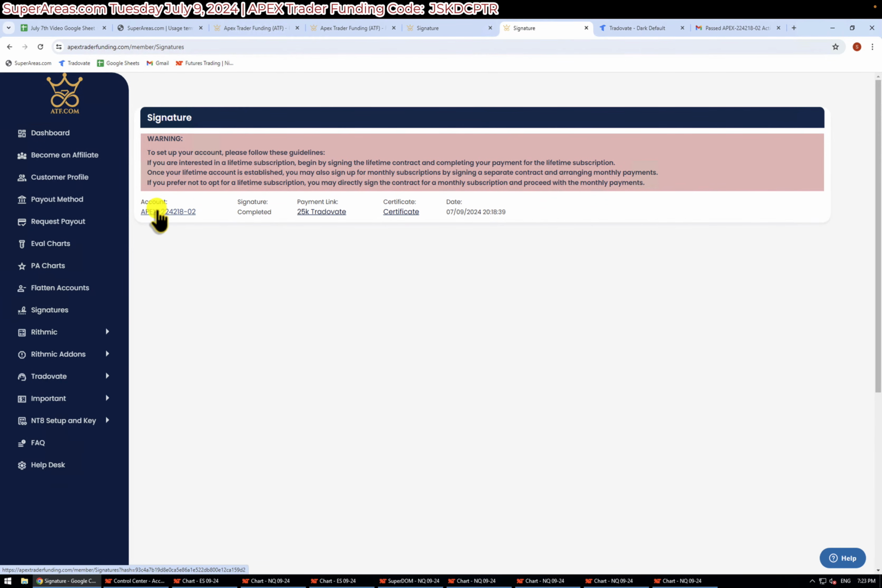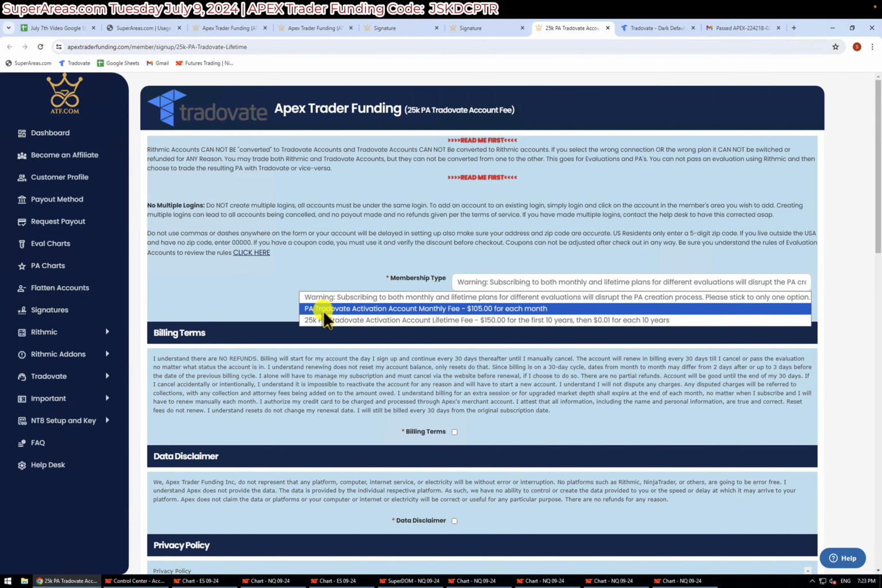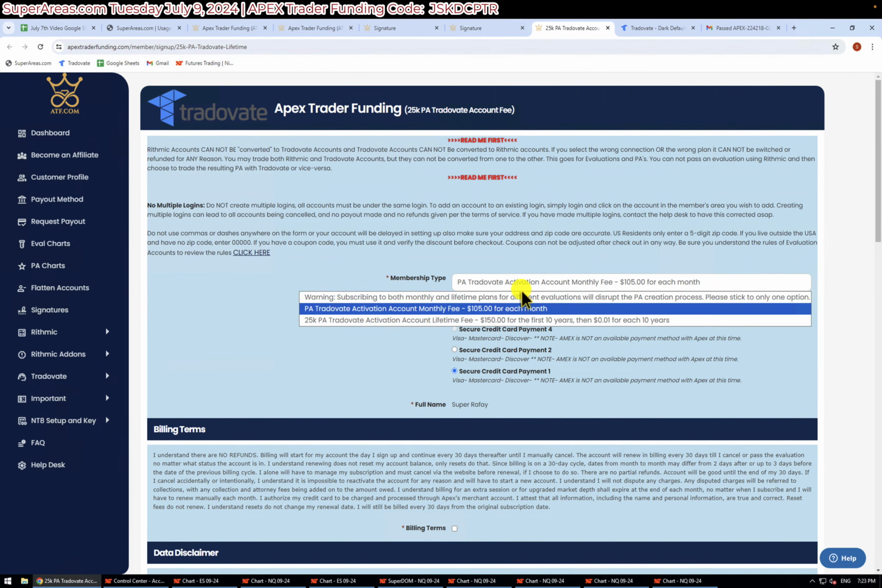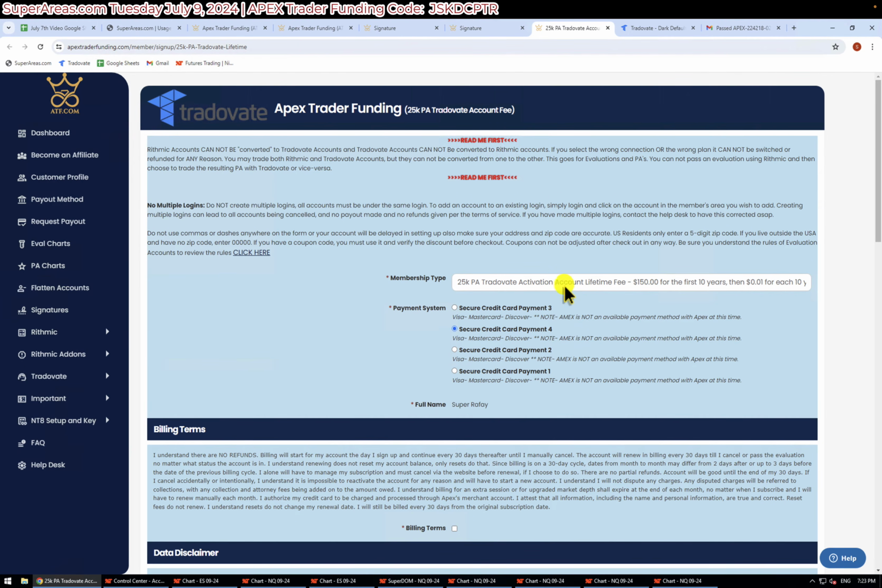So just make sure, in this case, I only have one PA. I can open up a Rhythmic again, pass the Rhythmic, and it will show you a link. Tradovate has higher fees, Rhythmic has slightly lower fees. If I click on this link, right here they have two options. They have the PA Tradovate activation account at a monthly fee of $105 a month, or you can pay $150 for lifetime. Basically, for $150 you're good for the rest of your life. That account has an activation fee.